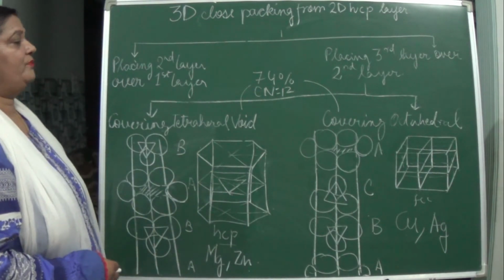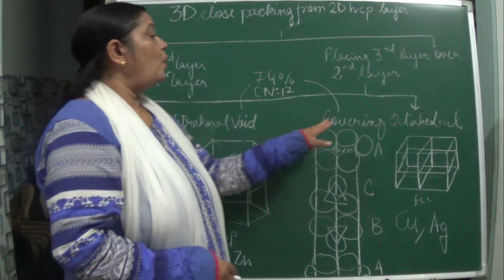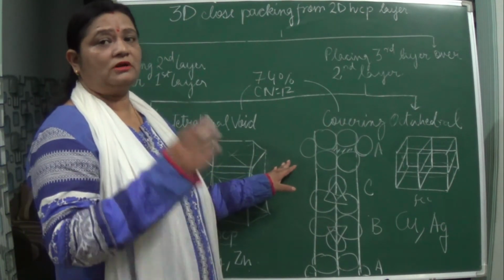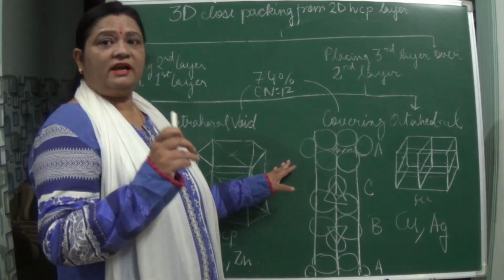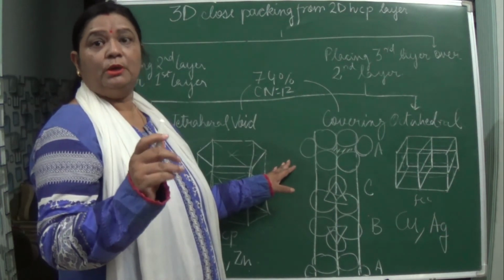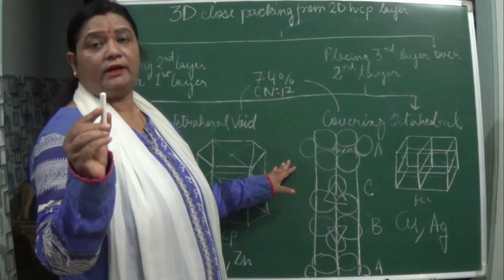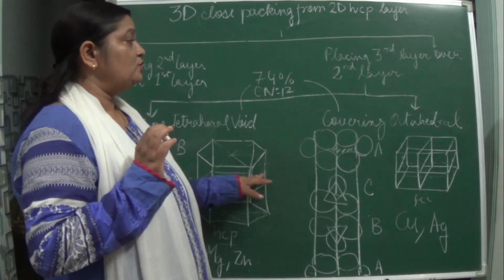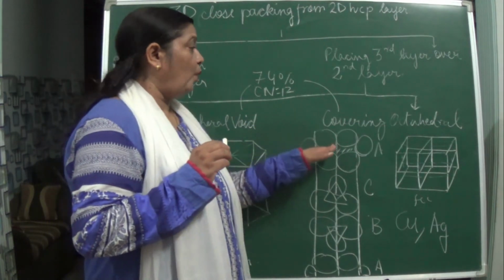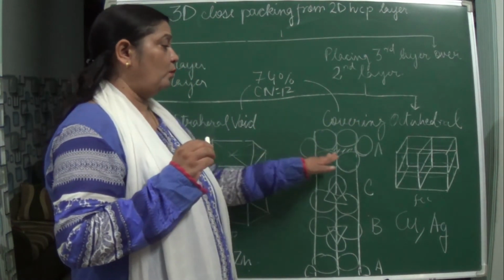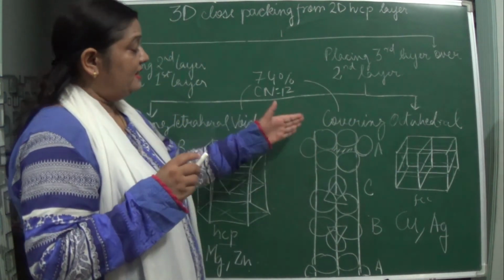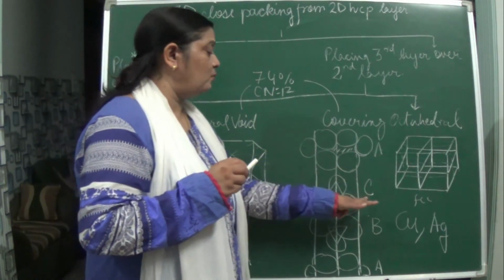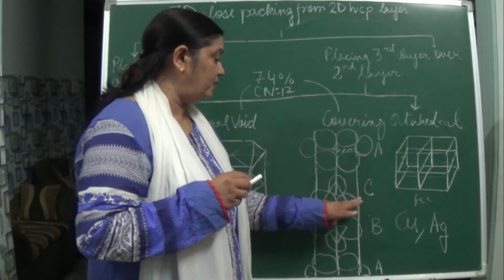Okay, now the covering of octahedral voids. I said to you, if the octahedral void is 1, the tetrahedral void will be 2. If the octahedral void is N, the tetrahedral void will be 2N. Okay, so here you can see the covering of the octahedral void. Here there is a difference from the tetrahedral void, and the difference is the one more structure which we are seeing over here, it is C.